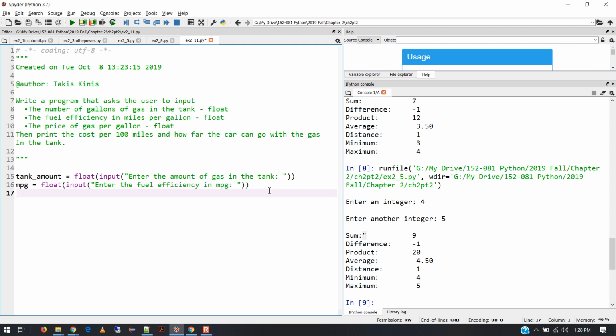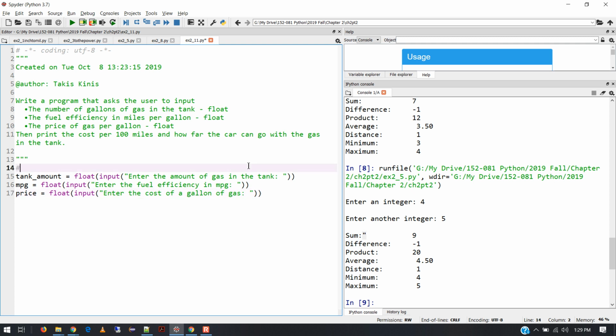All right, let's see the next one. The price of gas per gallon. So once again, I'm going to copy the whole statement. I'm going to change the variable name, obviously, to price, and then enter the cost of a gallon of gas. Okay.